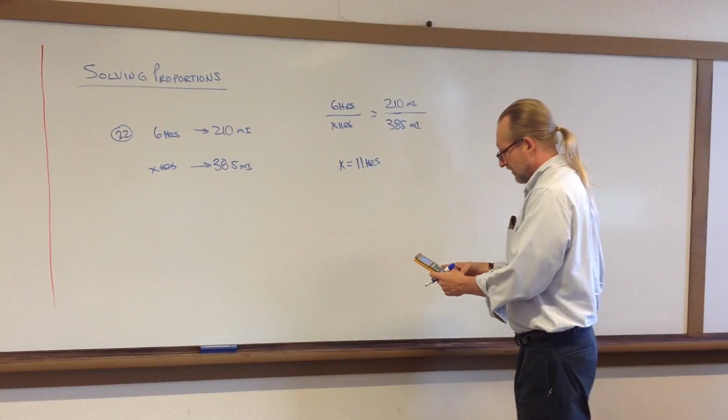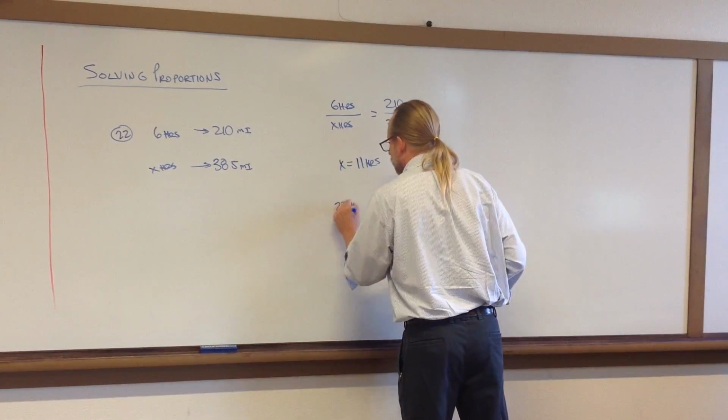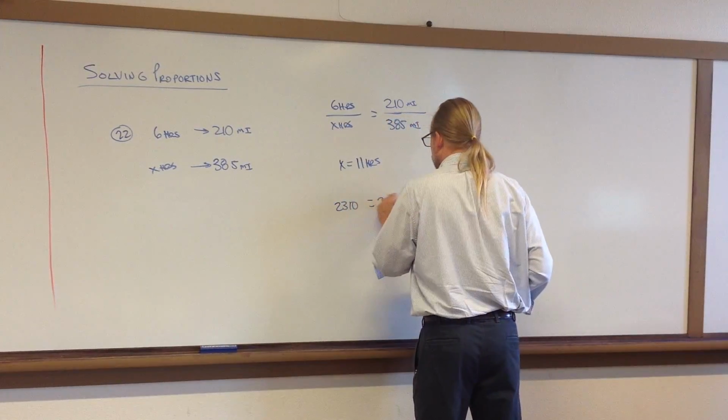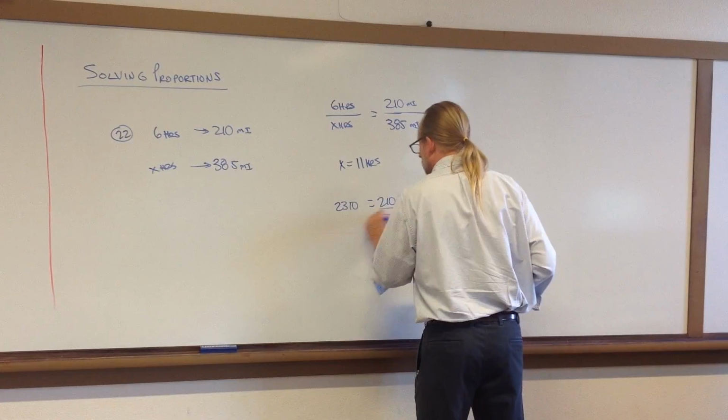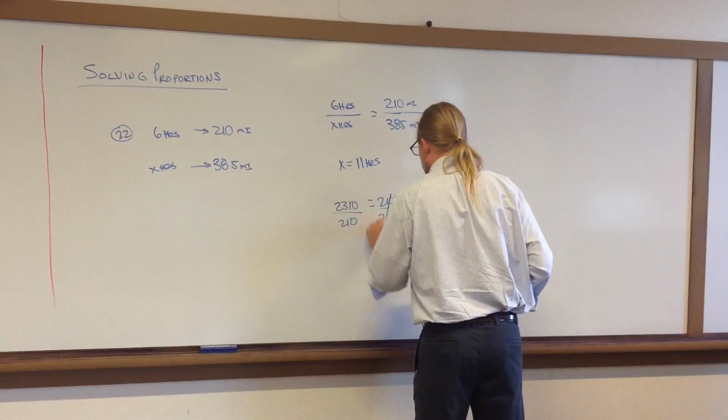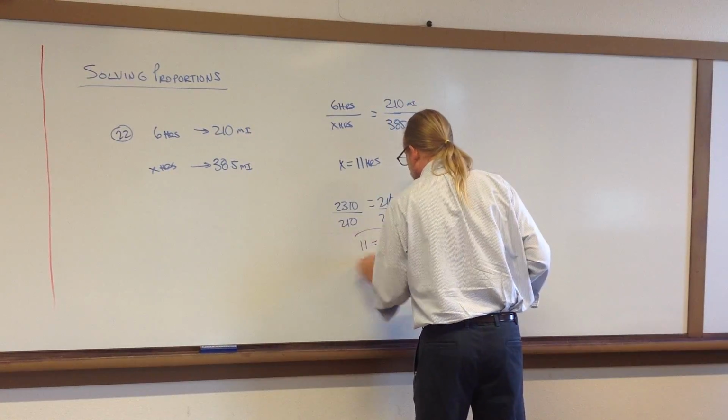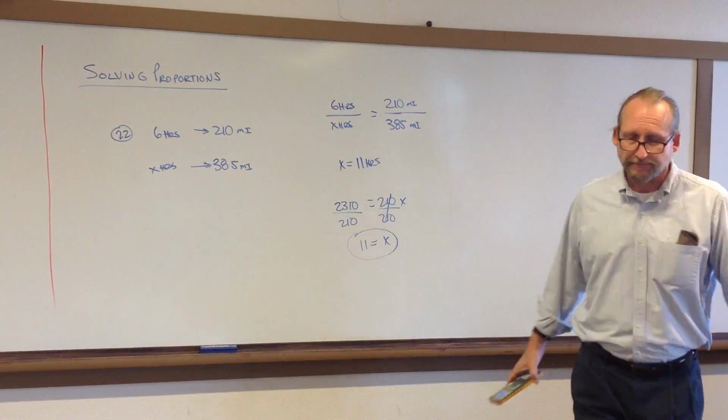Okay, and let's see, again, the algebra here. 385 times 6 is 2310 equals 210x. Divide on both sides by 210, and there's our x equals 11.